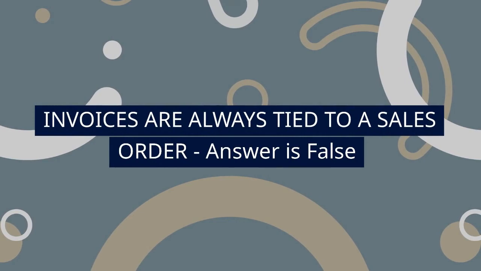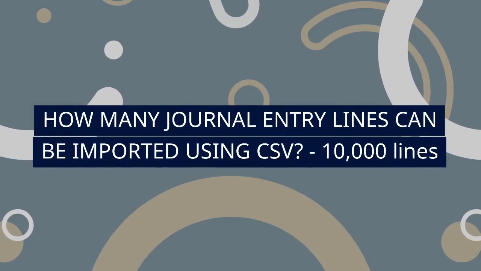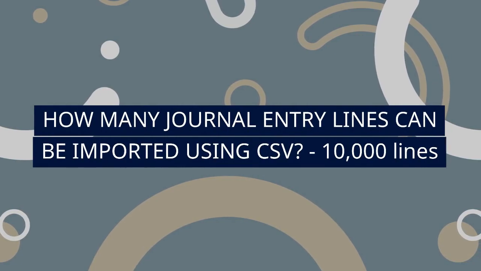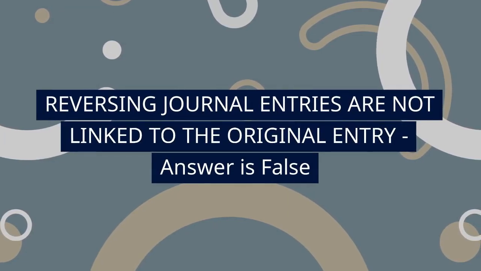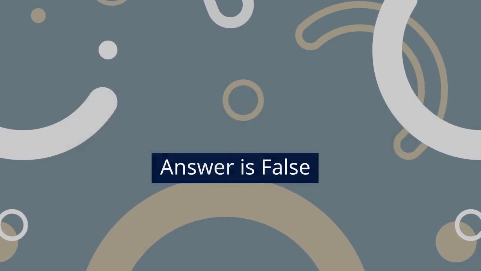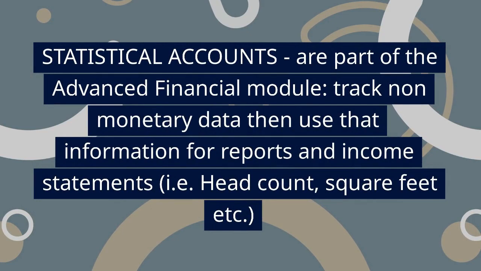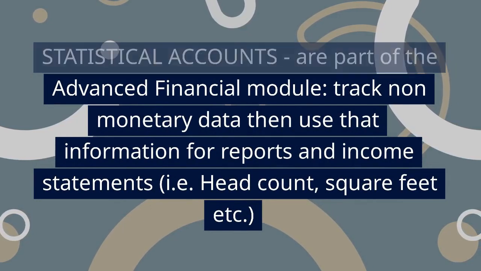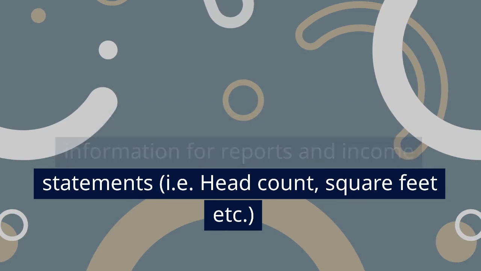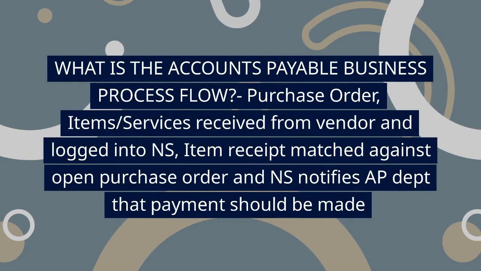Invoices are always tied to a sales order. Answer is false. How many journal entry lines can be imported using CSV? 10,000 lines. Reversing journal entries are not linked to the original entry. Answer is false. Statistical accounts are part of the advanced financial module. Track non-monetary data, then use that information for reports and income statements, i.e. headcount, square feet, etc.